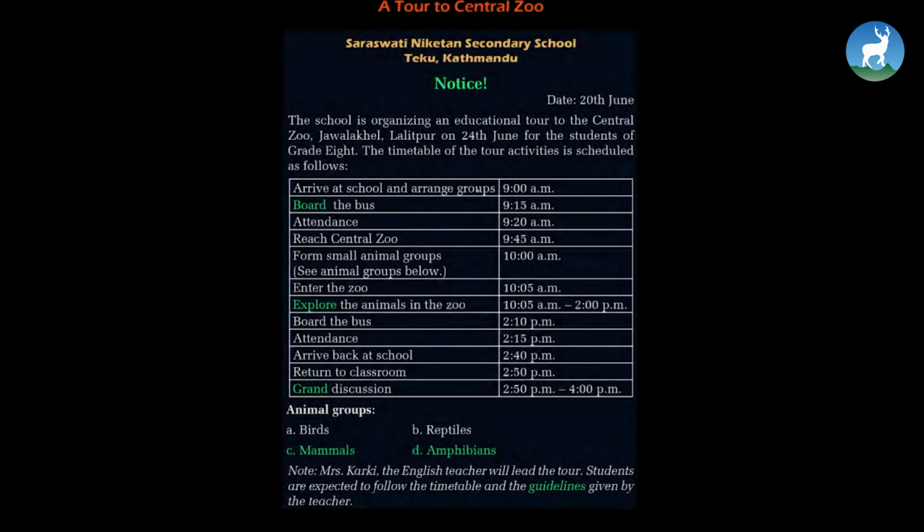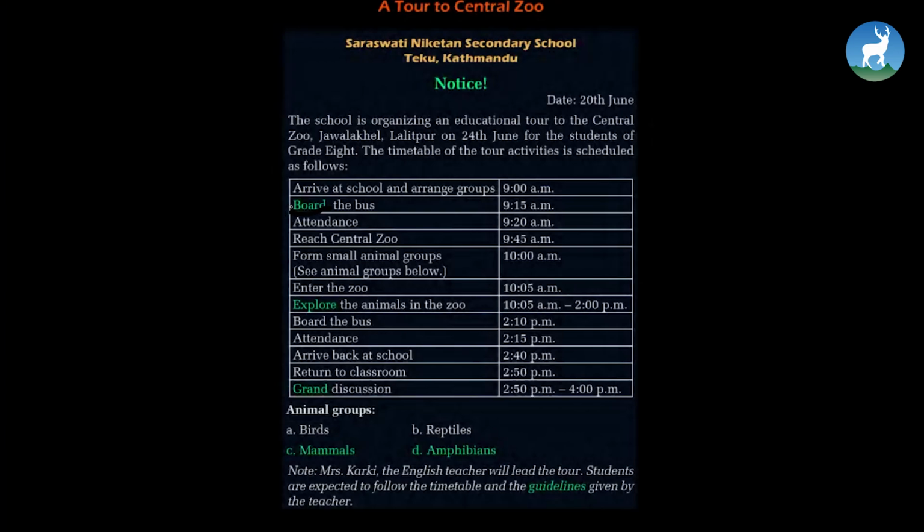Arrive at school and arrange groups 9 a.m. Board the bus 9:15 a.m. Attendance 9:20 a.m. Reach Central Zoo 9:45 a.m. Form small animal groups 10 a.m. We will be knowing about the animal groups below. Enter the zoo 10:05 a.m. Explore the animals in the zoo 10:05 to 2 p.m. Board the bus 2:10 p.m. Attendance 2:15 p.m. Arrive back at school 2:40 p.m. Return to classroom 2:50 p.m. Grand discussion 2:50 to 4 p.m.